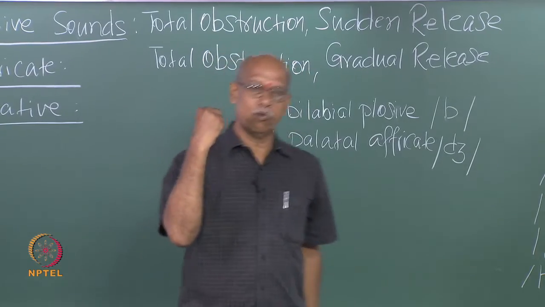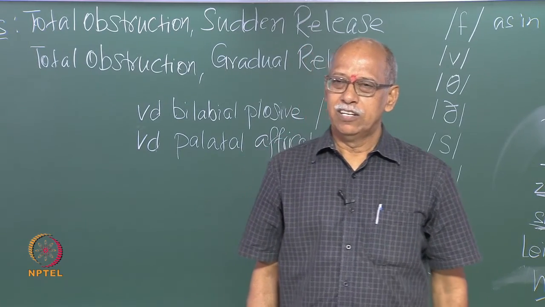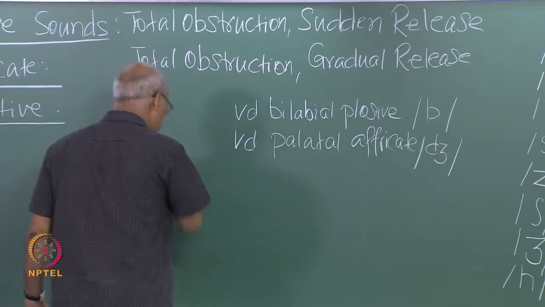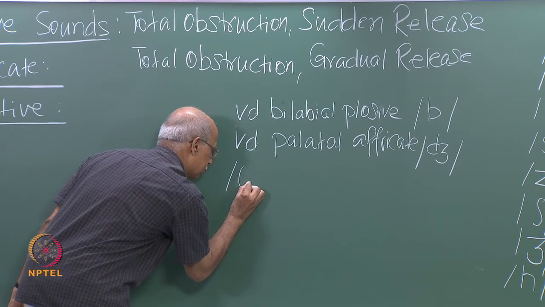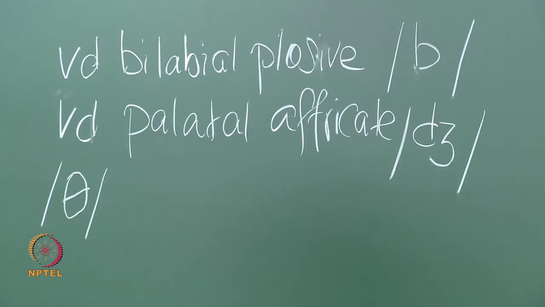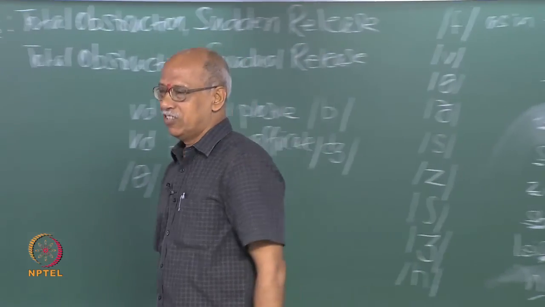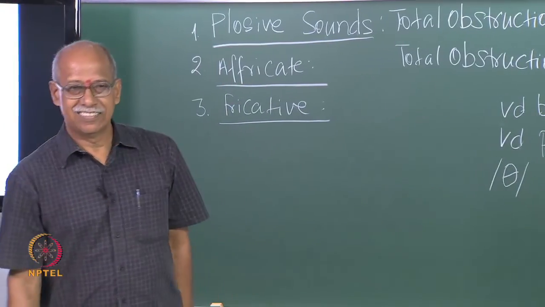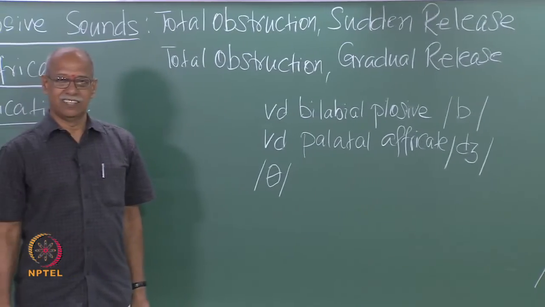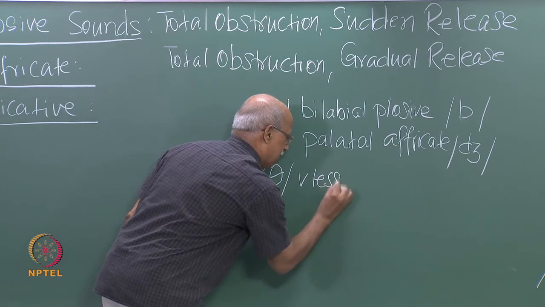Okay, now I'll do one thing. I'll make it easier for you. I will write the symbol and I will expect you to give the three-term label. Is that okay? Yes, sir. Sure? Lovely. Let's do it. Give me the three-term label. Please write. I will give it and then you check against mine. Okay? Now please check. Voiceless.